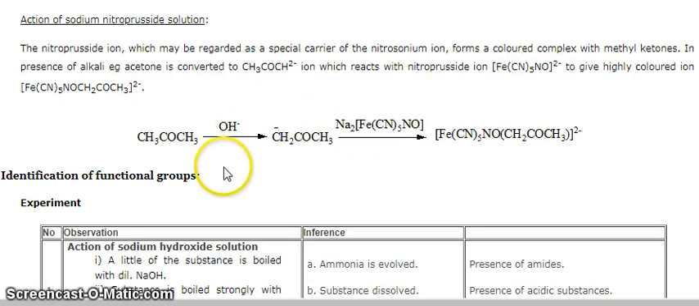Action of sodium nitroprusside solution. The nitroprusside ion, which may be regarded as a special carrier of nitrosonium ion, forms a colored complex with methyl ketones. In presence of alkali, acetone is converted to its enolate ion, which reacts with the nitroprusside ion to give a highly colored ion. You see, this one is a highly colored one.